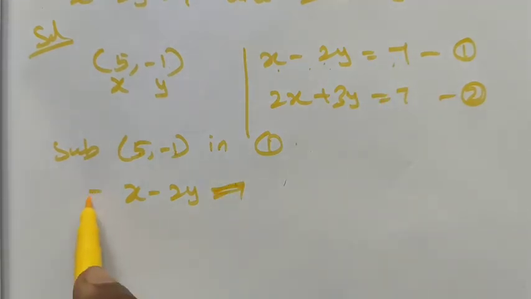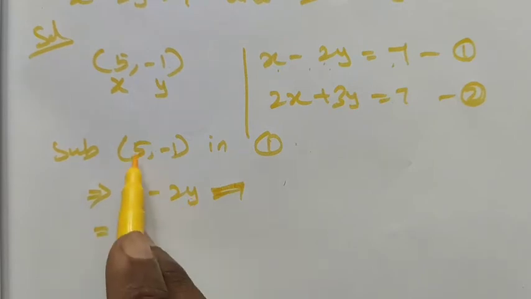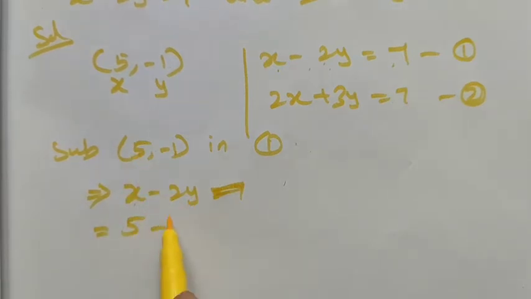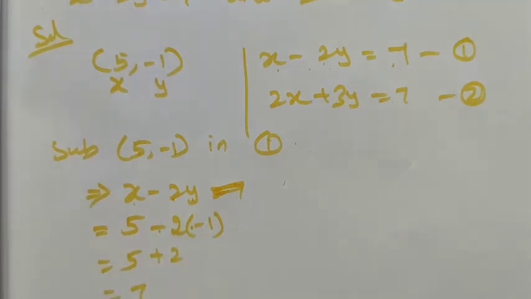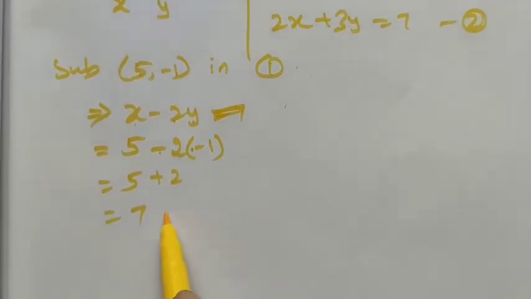Let me take this term, x minus 2y. In the place of x I am going to apply the value 5, minus 2 into 1, 2 into minus 1. When I remove the bracket, minus into minus is plus 2, so we get the value 7 for the first equation.